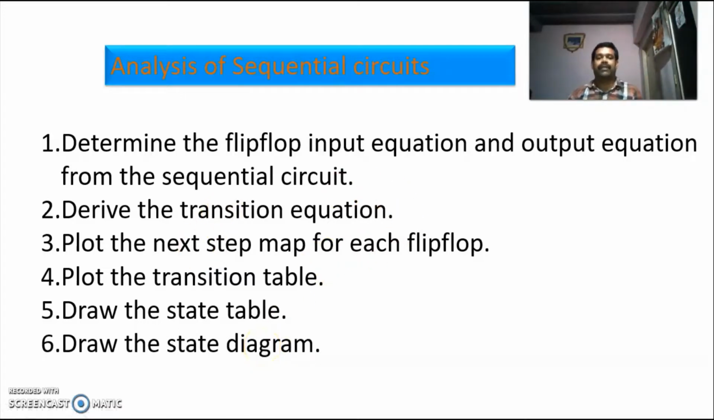So the steps are: first step is we have to determine the flip-flop input equation and output equation from the given sequential circuit. Then we have to derive the transition equation. Then you have to plot the next state map for each flip-flop. Then we have to plot the transition table. Then you have to draw the state table. Then you have to draw the state diagram.